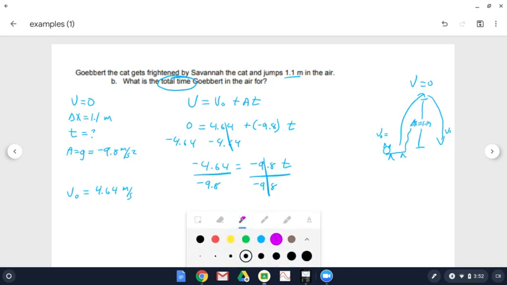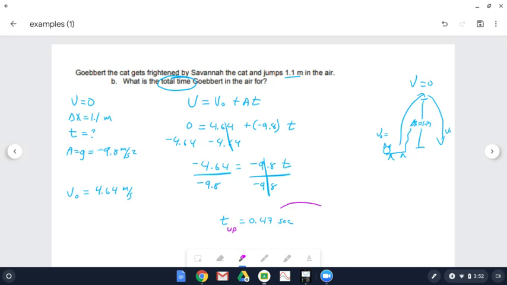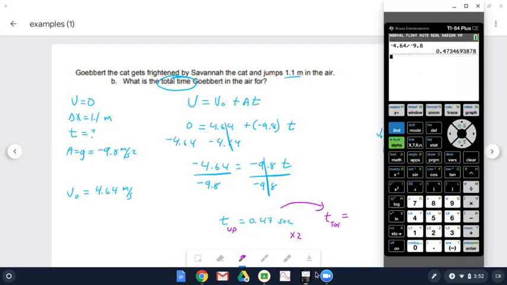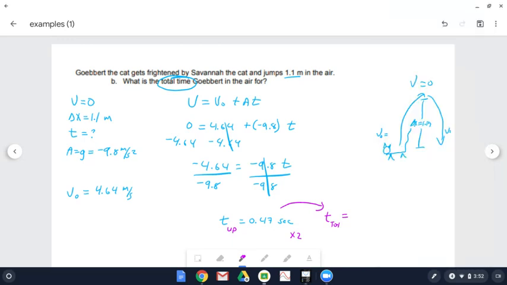So what we need to do to turn this into the total time, we need to take this number and multiply it by 2, because the time up is equal to the time down. So for our total time, I'm going to take this number, just multiply by 2 to get 0.95 seconds. This is the total time that Gobert the cat is up in the air.